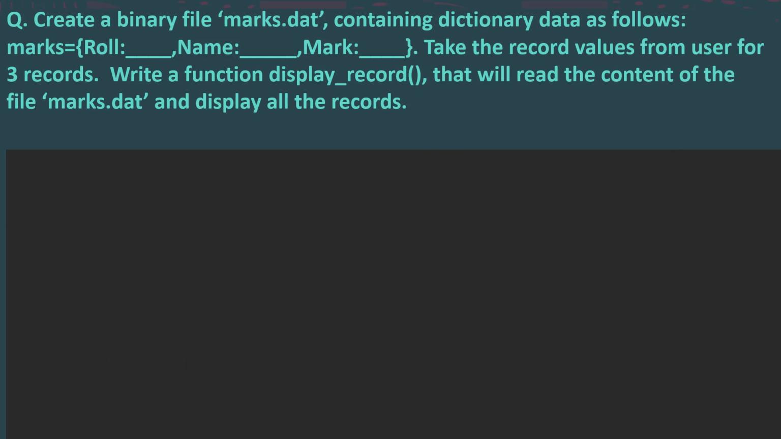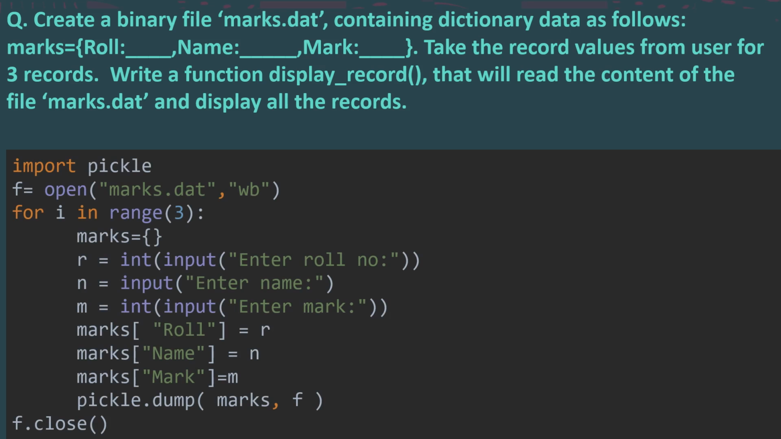Now create a binary file marks.dat containing dictionary data as follows. The dictionary is marks and having keys roll, name, and marks. And take the record values from the user for 3 records. Okay. Now write a function display_record that will read the content of the file marks.dat and display all the records. So we'll first of all import the pickle module.